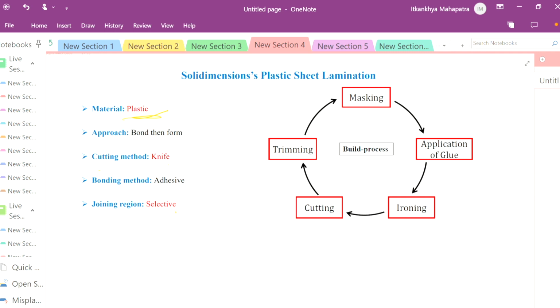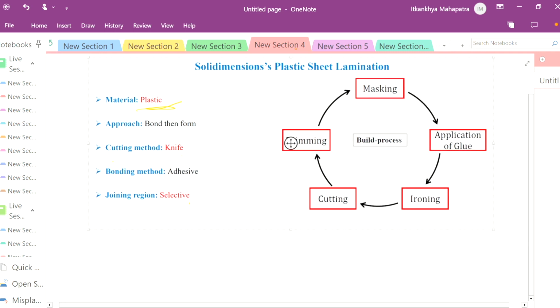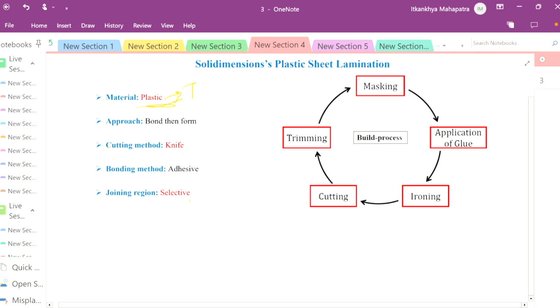Now we'll understand the difference between the first process and this process. The first thing is that, as I said, the material is plastic. In the first two processes we use paper. Now this plastic here is mostly thermoplastic sheet.